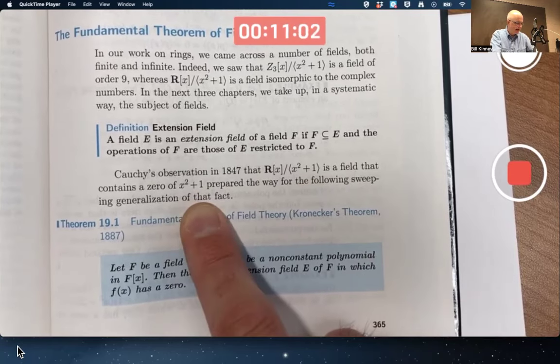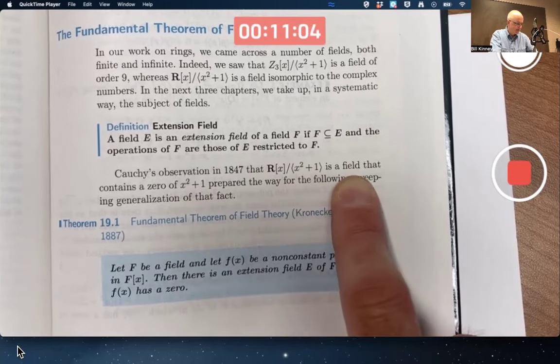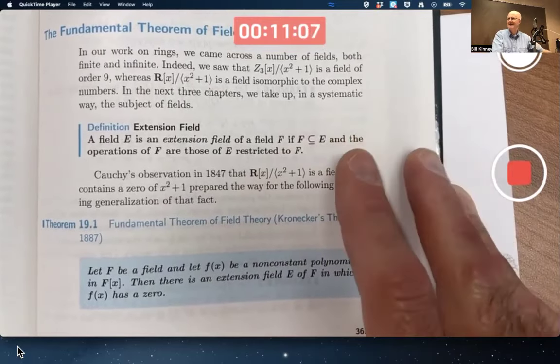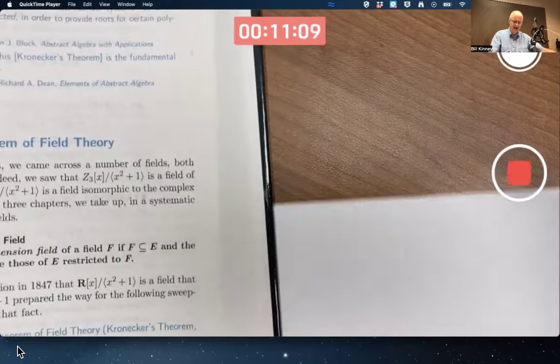Why does it contain a 0 of x squared plus 1? Why does that thing, which is a field, contain a 0 of x squared plus 1? It doesn't seem like it would. What do the elements of that look like?